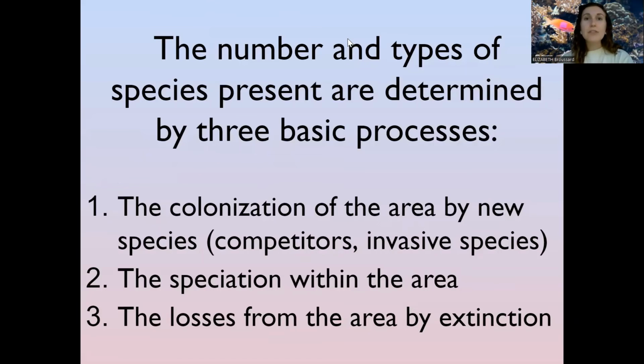We were thinking about the number and types of species present. Hint, hint, this is our species richness, right? The number and types of species present are going to be determined by 3 basic processes. 1, the colonization of the area by new species.